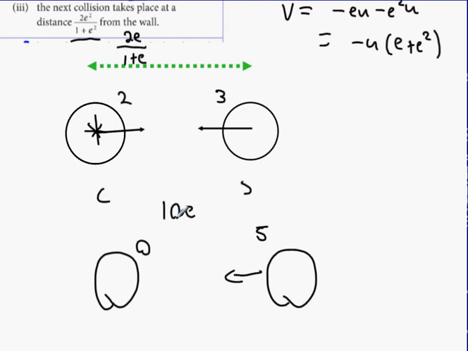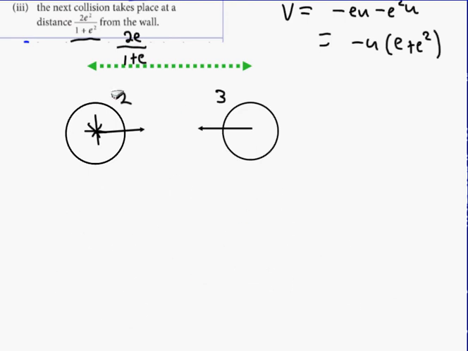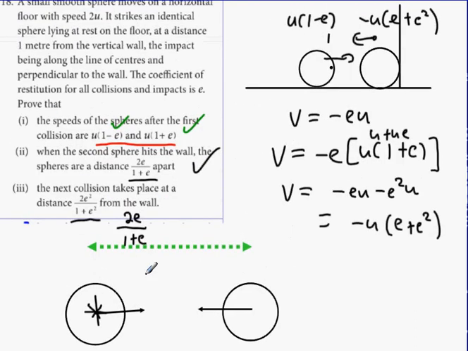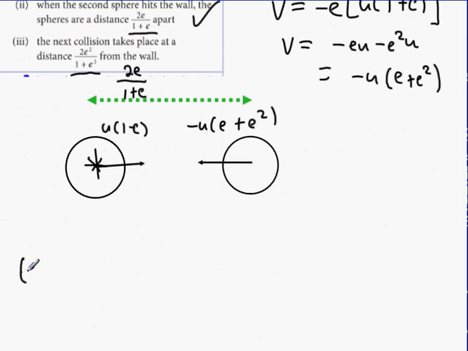So we're going to do the same trick here. Okay? So, what we're going to do is we know the distance is 2e over 1 plus e. We know that this one here is going u into 1 minus e. We know the second one's going minus u into e plus e squared. So I'm going to use relative velocity here to find the answer. So I'm going to say time equals distance over relative speed.